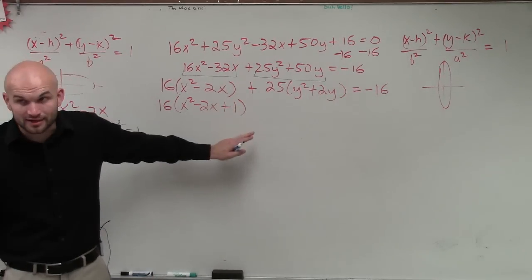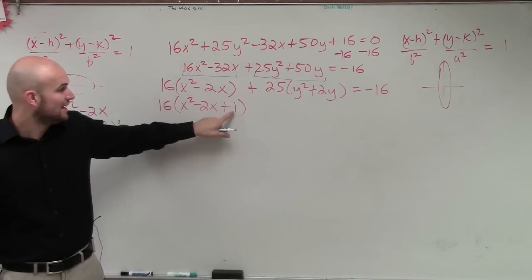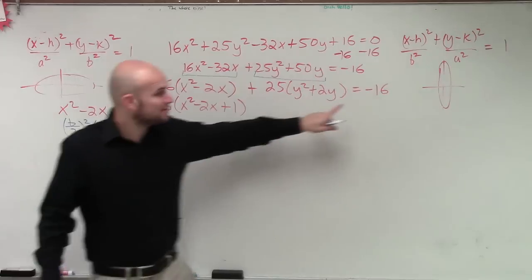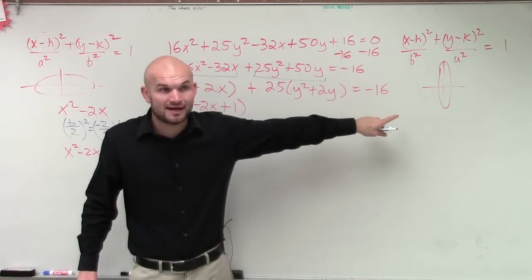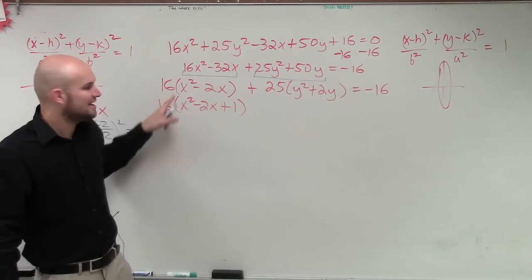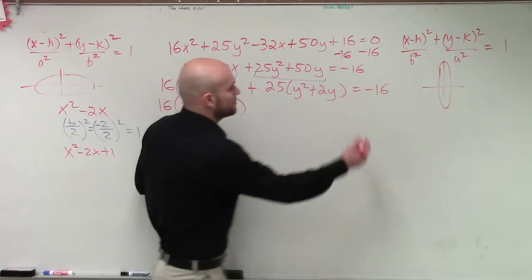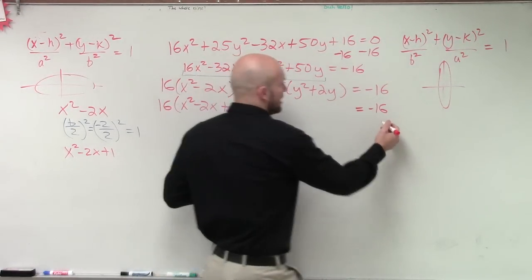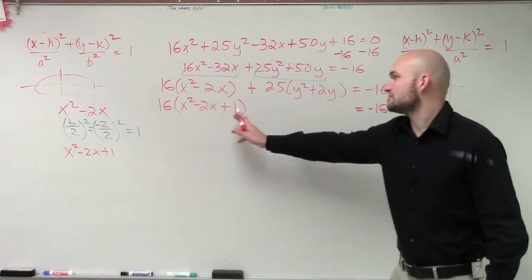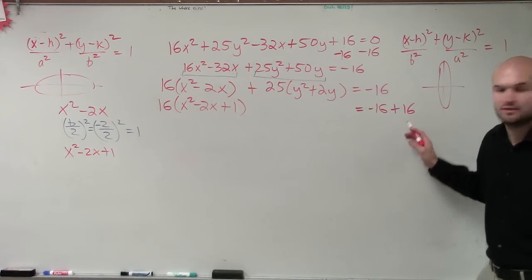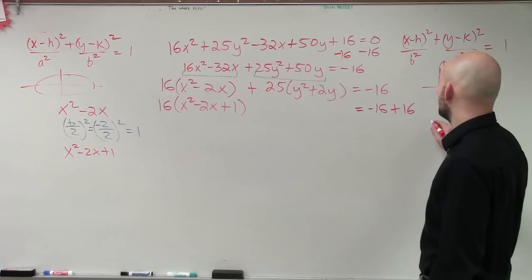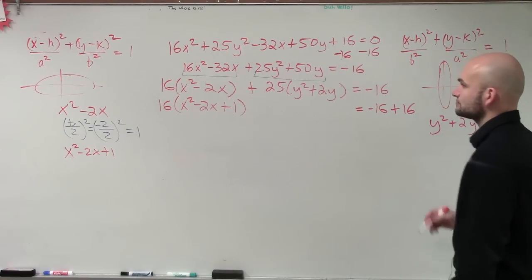Right? So now I'm adding a 1. But remember, since I'm adding a 1 on this left side, I notice that this 1 is being multiplied by 16. Right? So therefore, on the right side, I need to make sure that I also add a 1 multiplied by 16, which is just 16. I added it on the left side, so I'm going to add it on the right side. The negative stays there. Now, let's go and complete the square for y squared plus 2y.